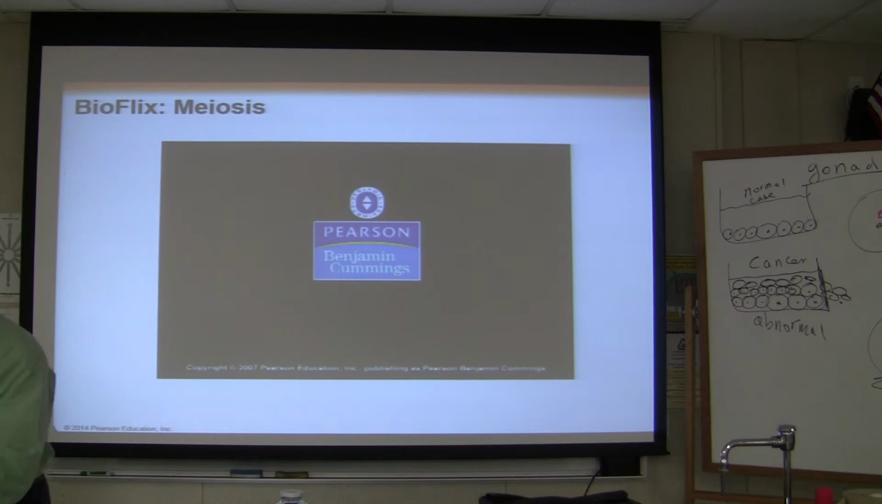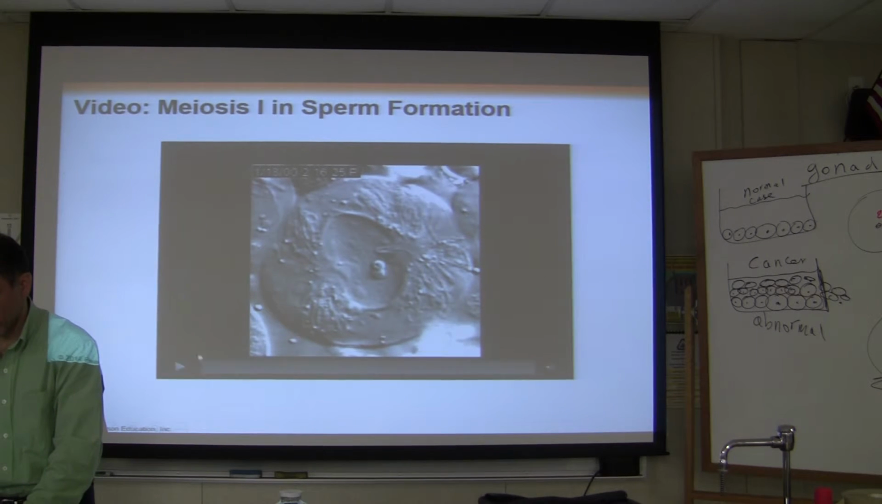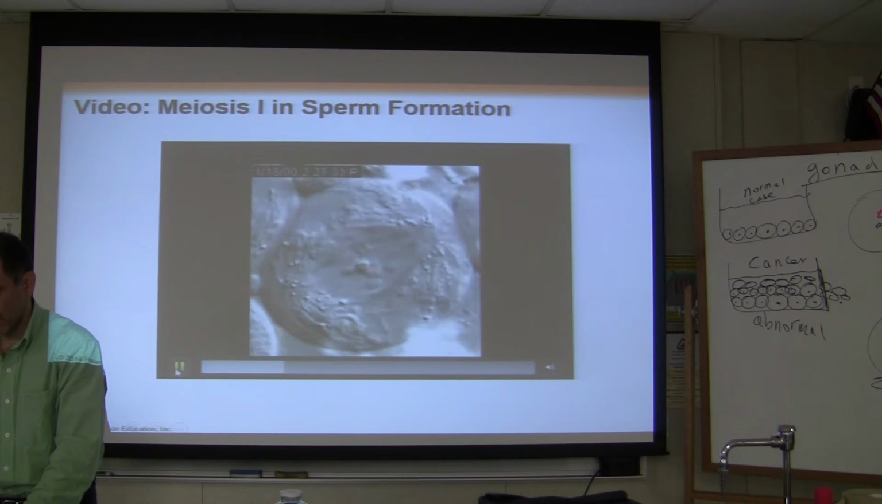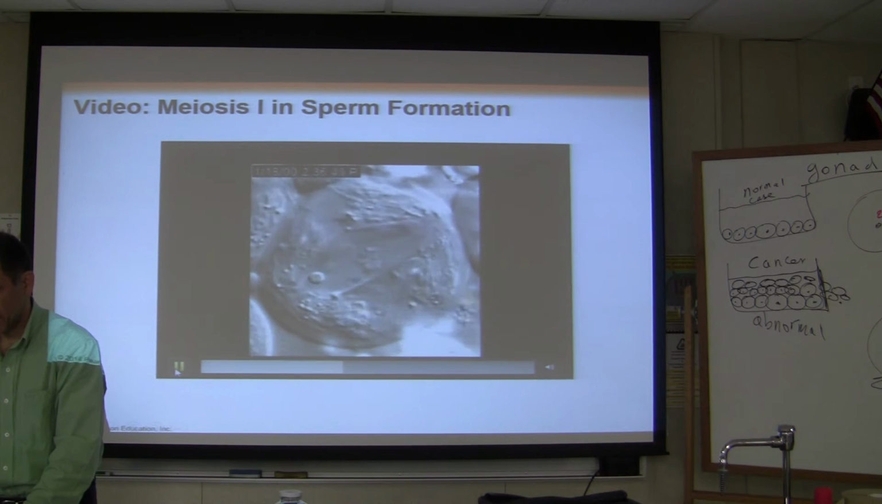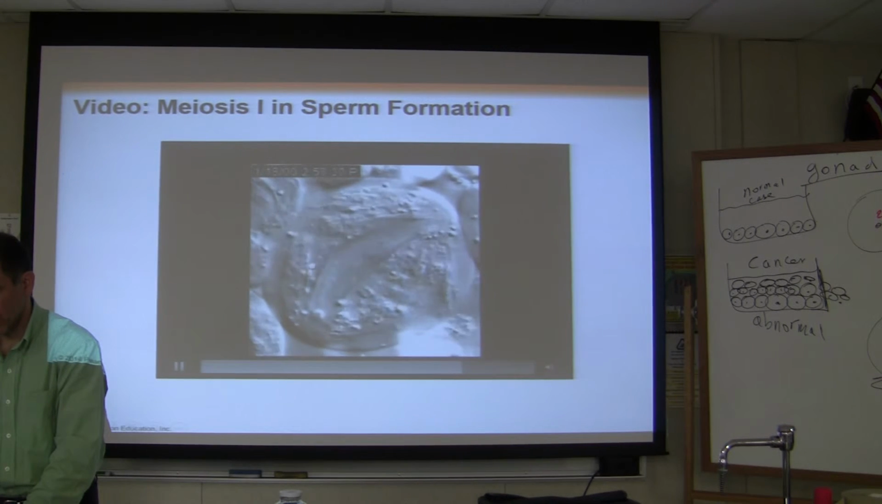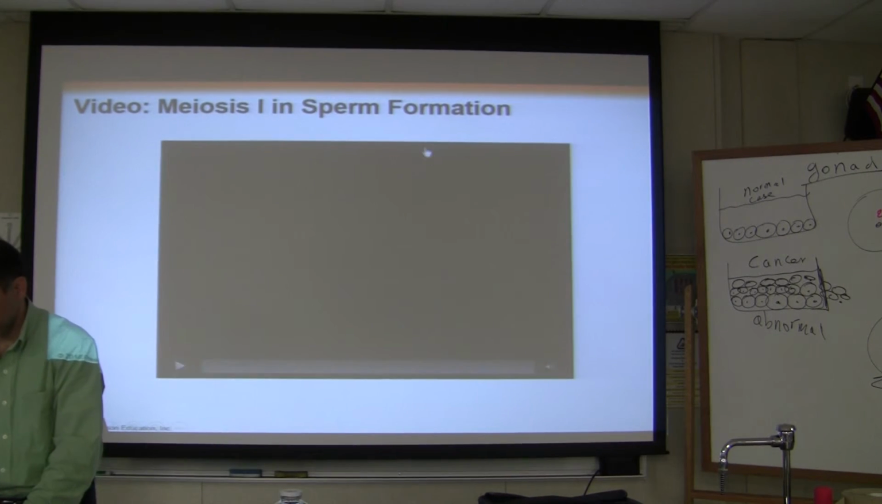Okay? Does it make sense, I hope? Meiosis and sperm formation. This is the real footage. It's not cartoon like last time. This is the real one. Now you have 4 cells. 1, 2, 3, 4. It's supposed to be 4 cells in here.